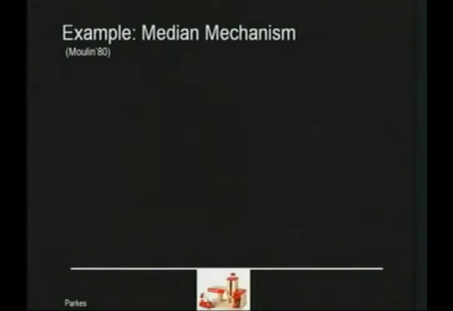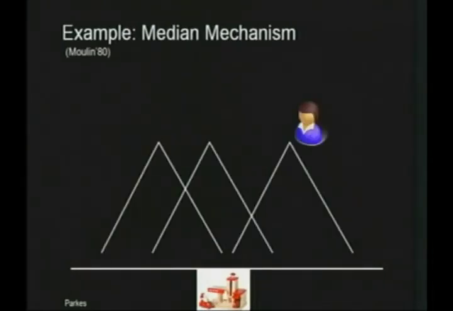A very nice example of this is the so-called median mechanism. Suppose I'm trying to locate a fire station on a single line, on a one-dimensional line, and this is a fire station down here. And suppose that the agents have what are called single-peaked preferences. So each agent has a most preferred location, and then has preferences that fall away from that most preferred location. And the median mechanism says that you would collect the reports of peaks from agents, locate the fire station at the median report, median not mean, and then we can think about the properties of this mechanism.